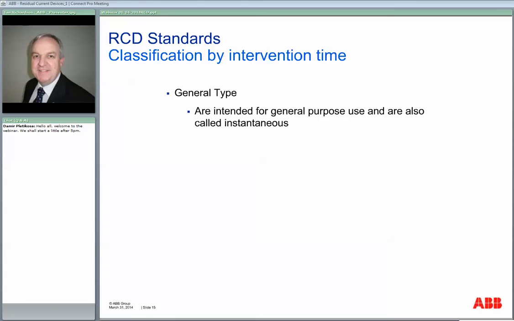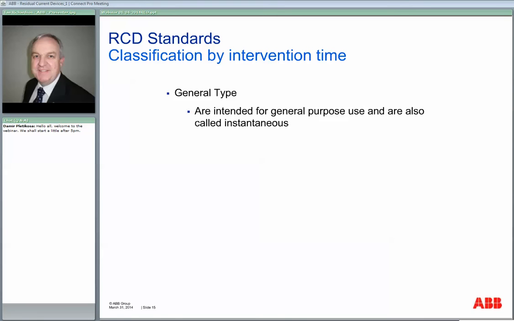What is the milliamp value required by UPS, 30 milliamp? Yes, it would be. It really depends. If the UPS is being plugged into a socket outlet, our installation standards say that it has to be protected by a 30 milliamp RCD. So that is what you'd be working for.